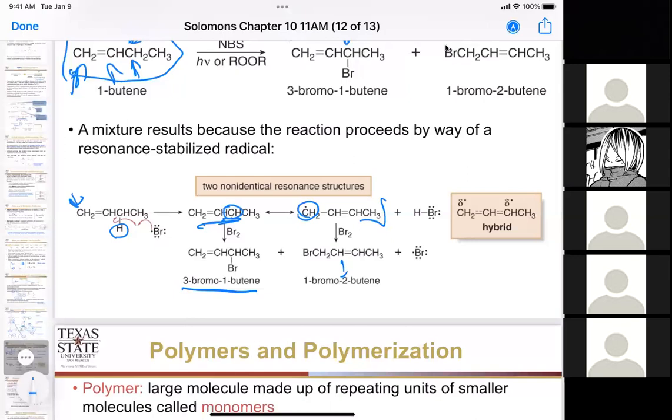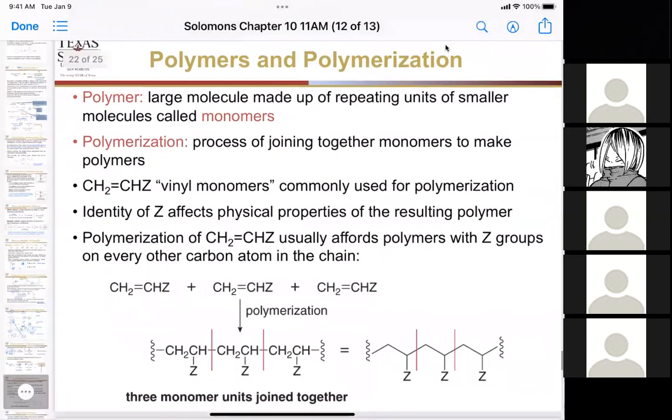Okay, so the most popular way to use this in industry is to make polymers. So there's a whole section here on polymer chemistry, and I'm going to give you a brief overview. What this is, is basically very large molecules that have the same repeating unit over and over. So a polymer is a high molecular weight material made of the same repeating units of smaller molecules, and those smaller molecules are called monomers.